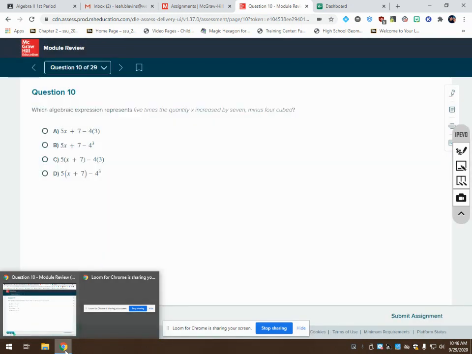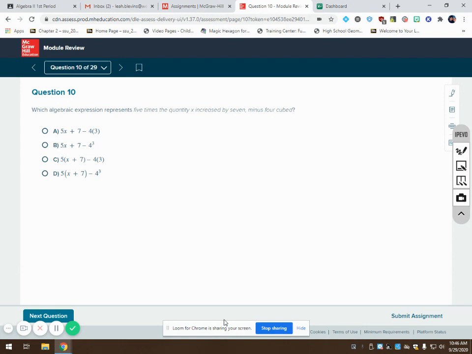All right, number 10, moving right along. Which algebraic expression represents 5 times the quantity x increased by 7 minus 4 cubed? So again, 5 times the quantity, that tells me there's going to be parentheses in there. X increased by 7, that's x plus 7. So parentheses around the x plus 7. Outside of my parentheses is a 5 because I'm going to times it. Minus 4 cubed. 4 cubed is 4 to the 3rd power. So my correct answer then is D.